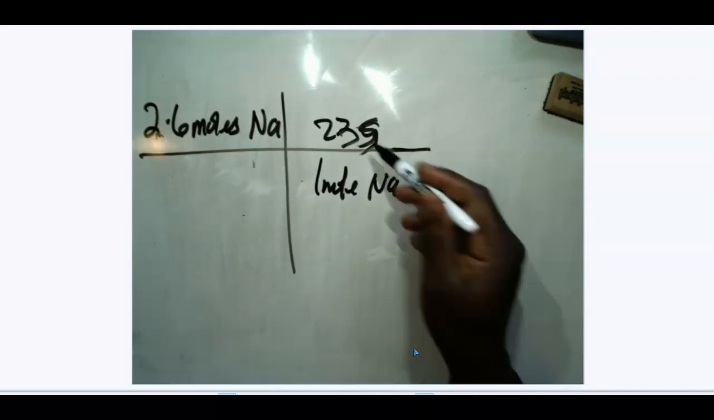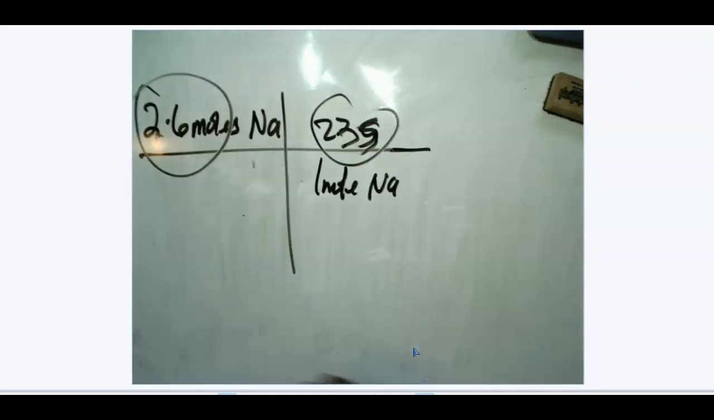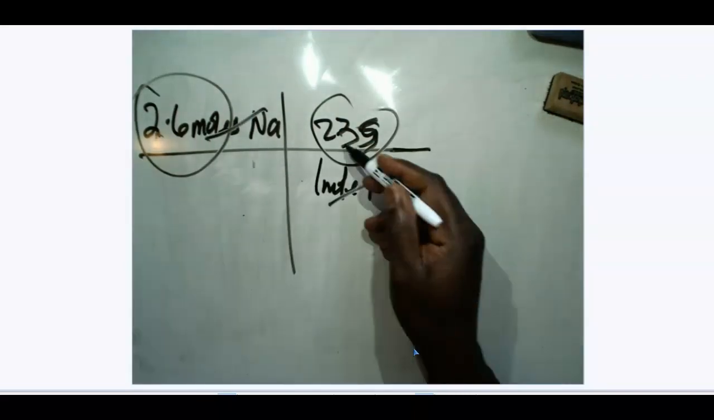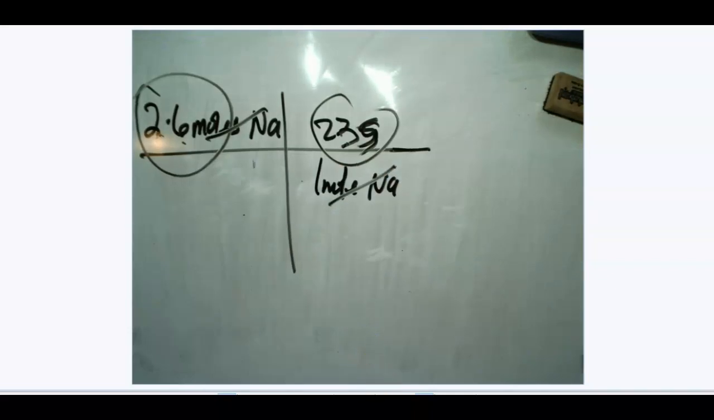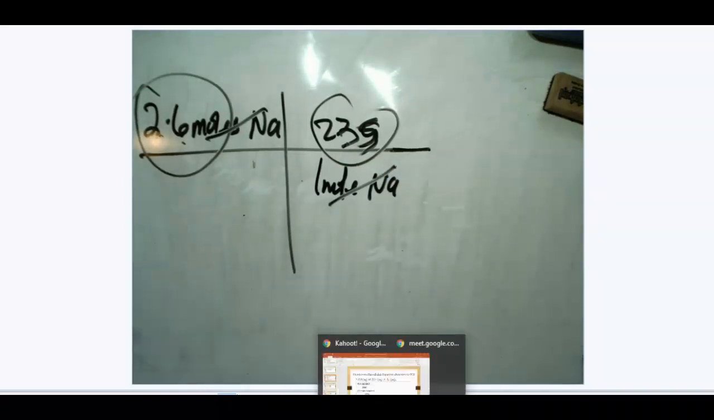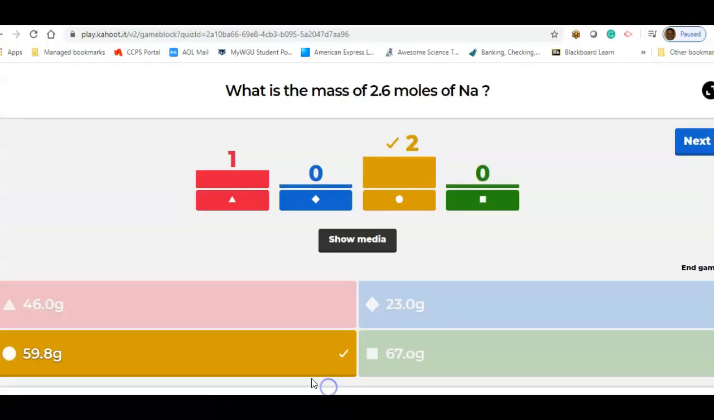Just multiply the grams by the number of moles you are given, because normally it has to be 1 mole at the bottom. So 23 times 2.6 is what you need to do, and that will give you your answer. Yes, okay. All right. That's why it's 59.8.